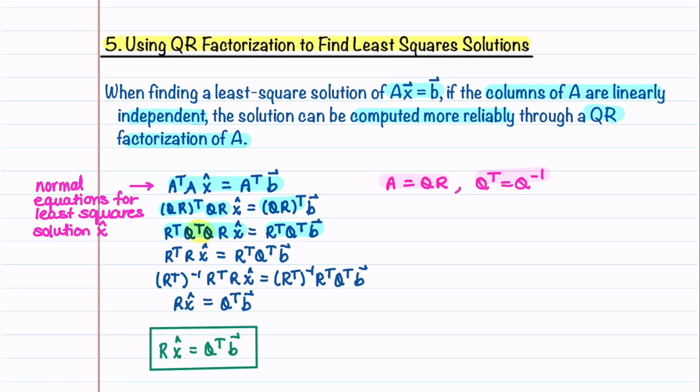And we're left with R transpose R times x hat on the left and R transpose Q transpose times b on the right. We now want to eliminate R transpose, and we can do that by multiplying both sides of our equation by R transpose inverse. And then what we end up with is our equation that we can use to find x hat. I've written down this equation in green so that you can refer back to it.